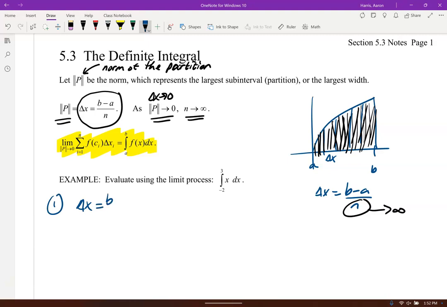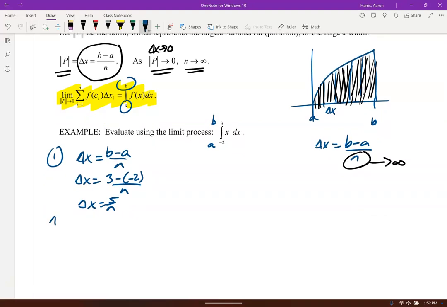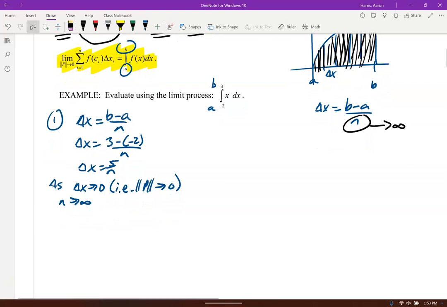Well, we'd have b minus a over n. Notice this is our a, that's our b, right? Our a, our b. So our delta x here would be 3 minus the negative 2 all over n. So our delta x is 5 over n. And as the width goes to 0, in other words, the norm of the partition goes to 0, then n is going to infinity, right? We're making an infinite amount of subintervals.